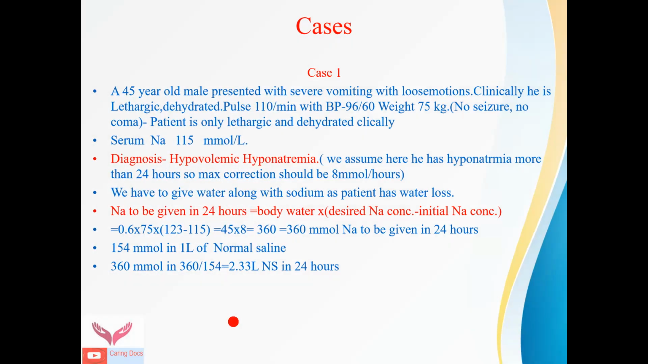For example, a 45-year-old male presents with severe vomiting and loose motions. Clinically, he is lethargic, dehydrated, pulse is 110 per minute, BP 96 by 60, and his weight is 75 kg. He doesn't have any seizure or coma. So the patient is lethargic and dehydrated only. His serum sodium is 115. So it is a case of hypovolemic hyponatremia. We assume he has had this hyponatremia for more than 24 hours. So the maximum correction should be 8 millimole per liter. Always remember, never overcorrect beyond 8 millimole per liter in 24 hours.